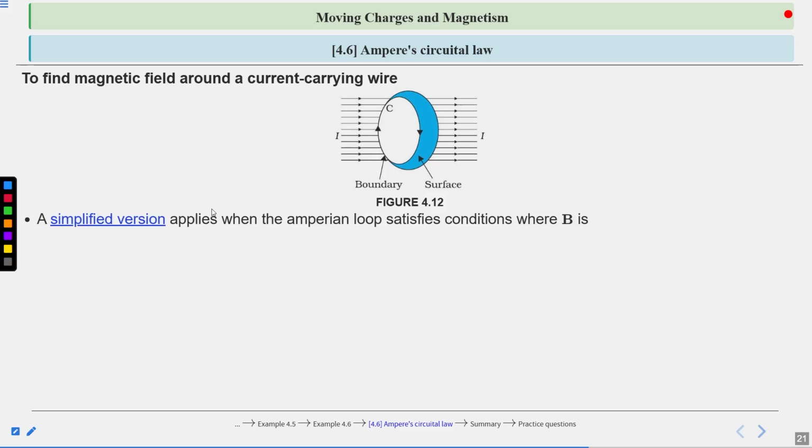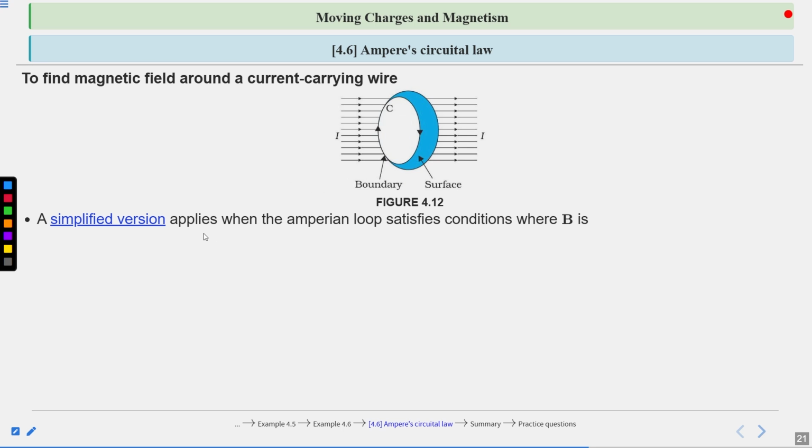A simplified version applies when the Amperian loop satisfies the condition where B is tangential to the loop and non-zero constant. So a simplified version is there. That thing we have learned, that we consider a surface and the boundary of the surface, is some complex terms. A simpler version is there where we can consider a simple loop without considering a surface. You have to consider only the loop. That is called the Amperian loop, similar to the Gaussian surface we consider in Gauss law.